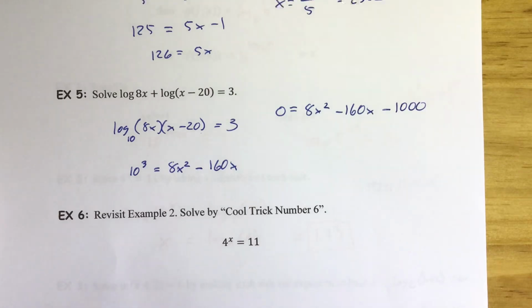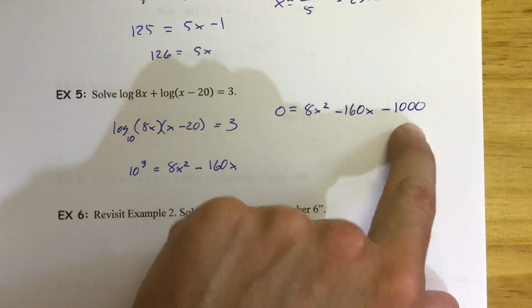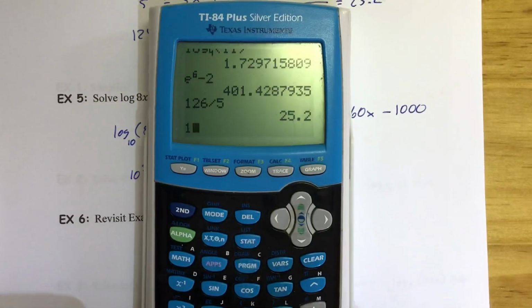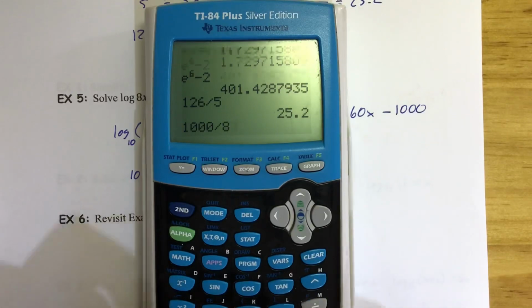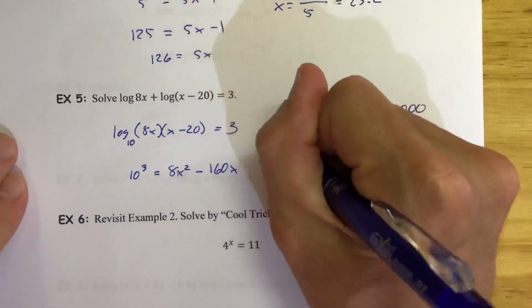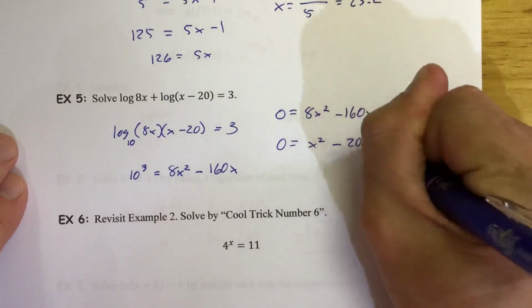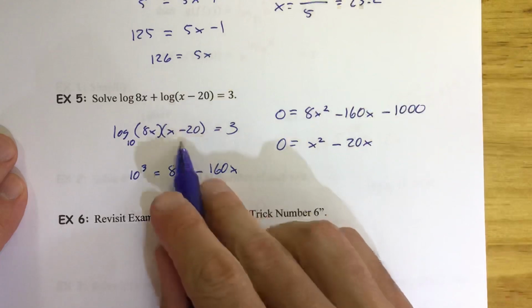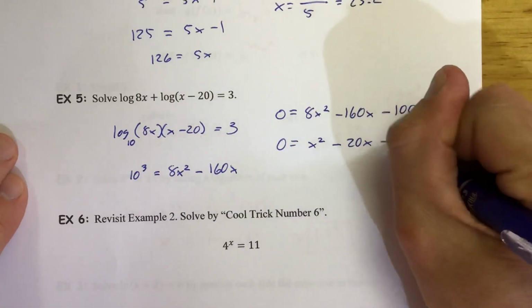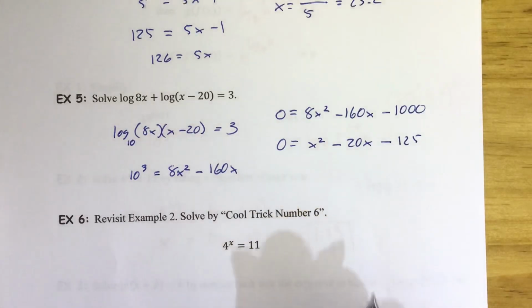I don't know, you want to factor that one? Well, these are both divisible by 8. That should be divisible by 8. Come on, fingers crossed. Yes, it is. So you can just divide 8 across the whole thing here. You get x squared minus 20x, same thing that we saw over there, minus 125. You still had to go through the whole process to get here, though.